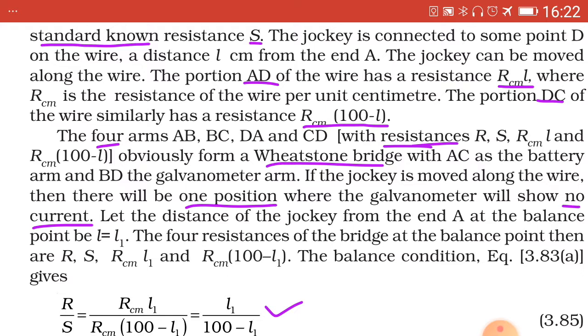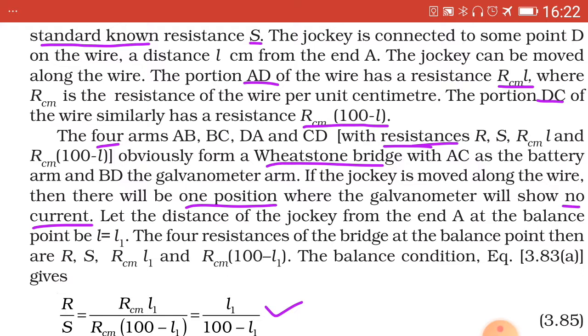If the jockey is moved along the wire, there will be one position where the galvanometer will show no current, that is null point deflection. No deflection in the galvanometer, so showing no current, Ig equal to 0.